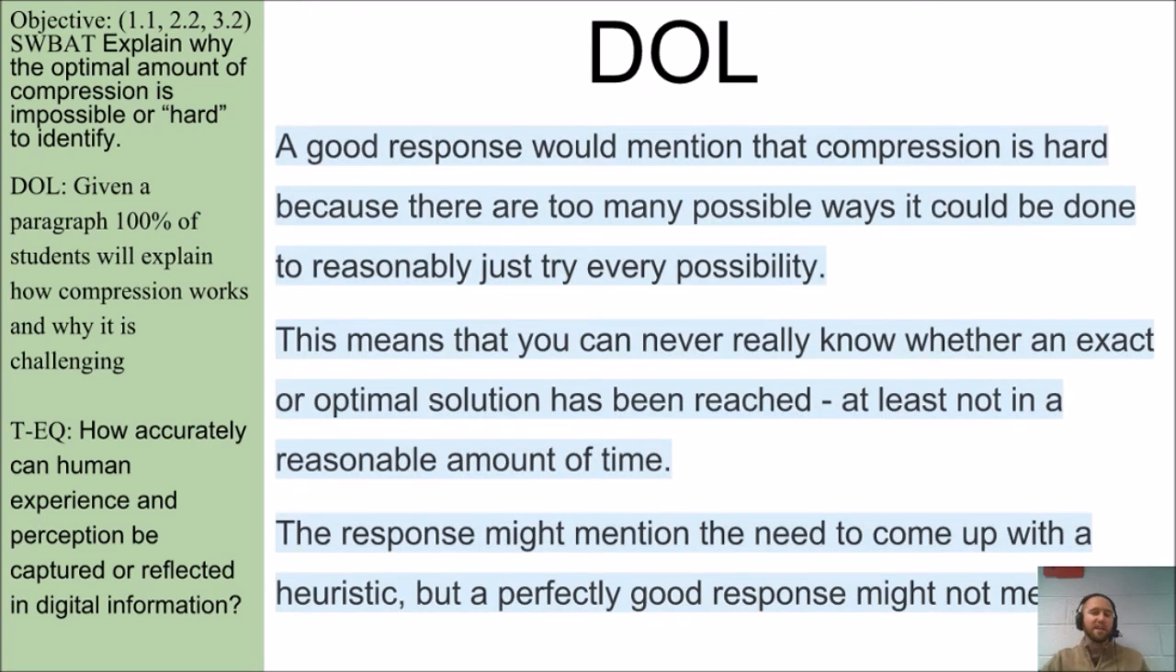I do have an example response here for an exemplary score. So a good response would mention that compression is hard because there are too many possible ways it could be done to reasonably just try every possibility. This means that you can never really know whether an exact or optimal solution has been reached, at least not in a reasonable amount of time. The response might mention the need to come up with a heuristic, but a perfectly good response might not mention it.